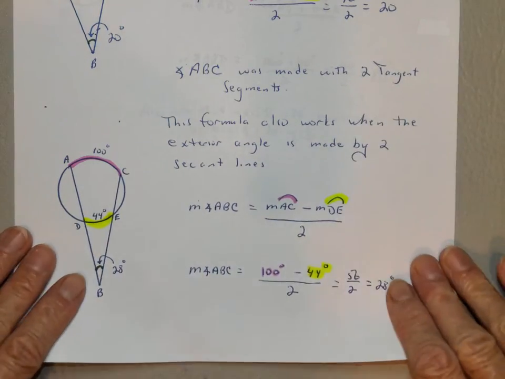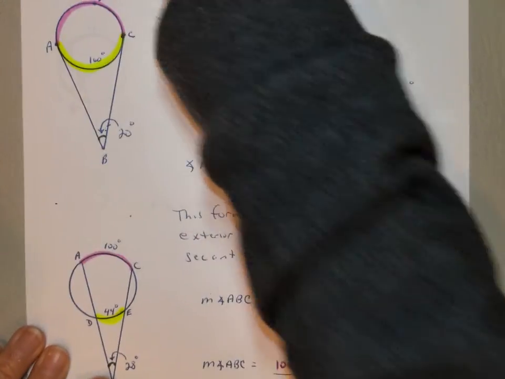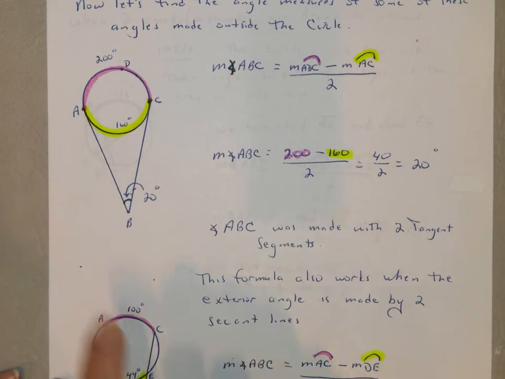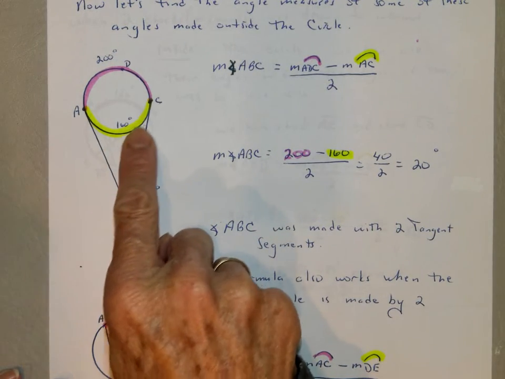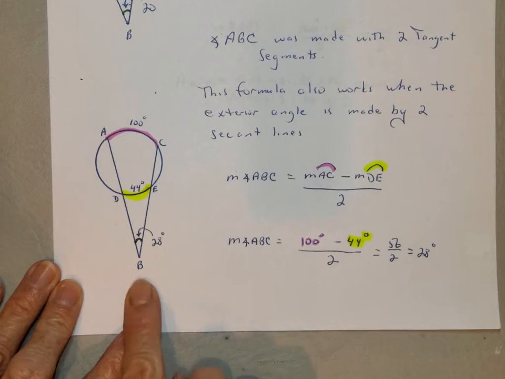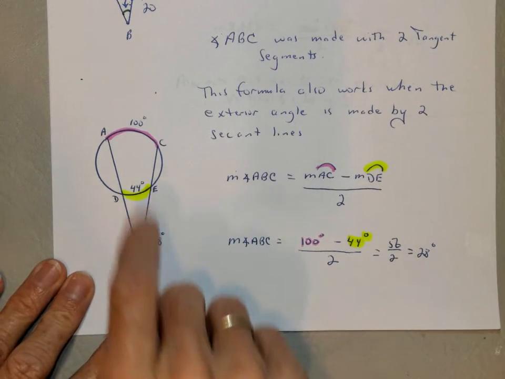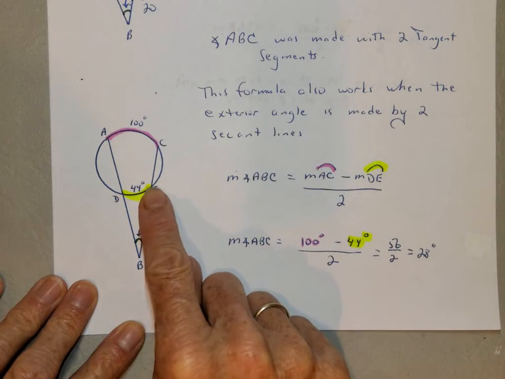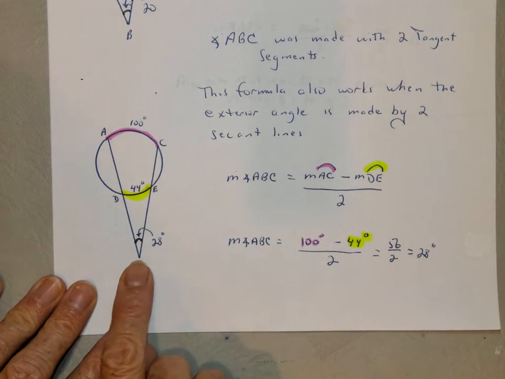Okay? So let's recap that. This one up on the top: when you have tangent lines making the exterior angle, it is the furthest arc minus the interior arc divided by 2. Same thing as down here, except it's made with secant lines. The outer arc, the furthest one away, minus the one closest, divided by 2 gives you the angle. Okay? Very good.